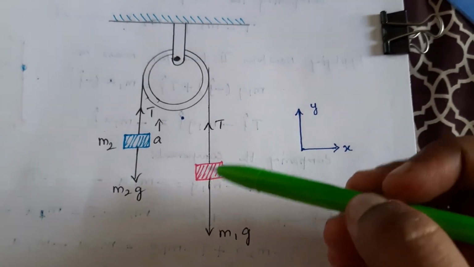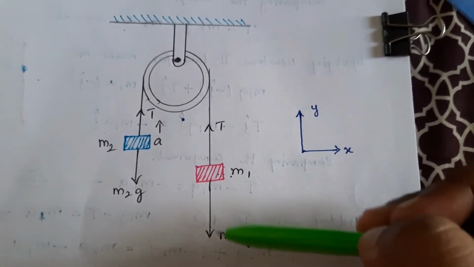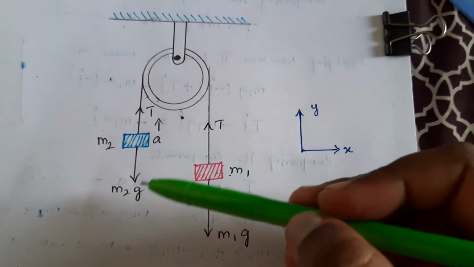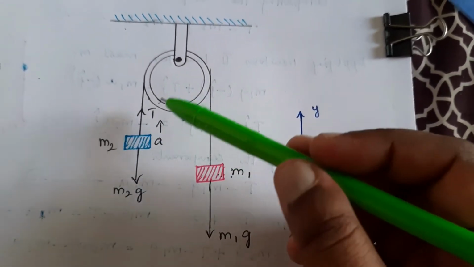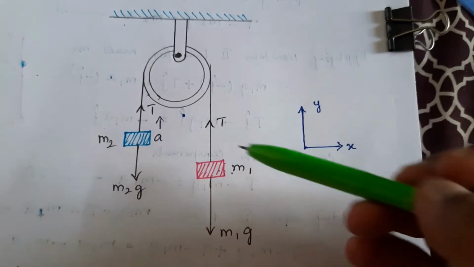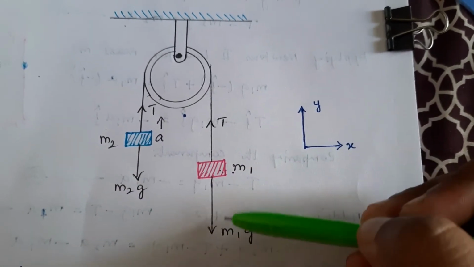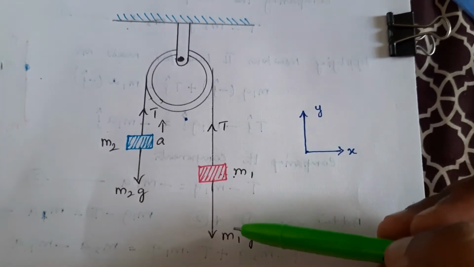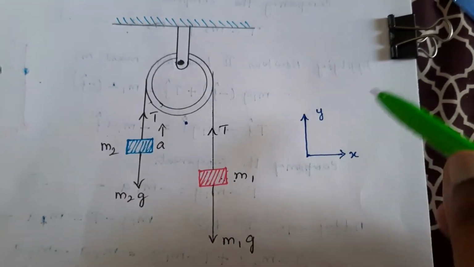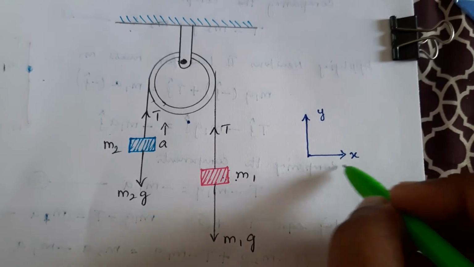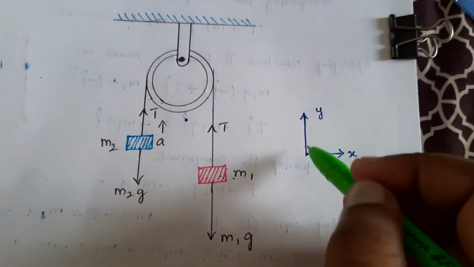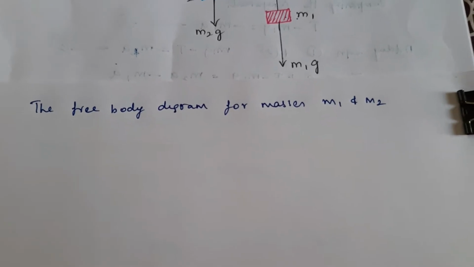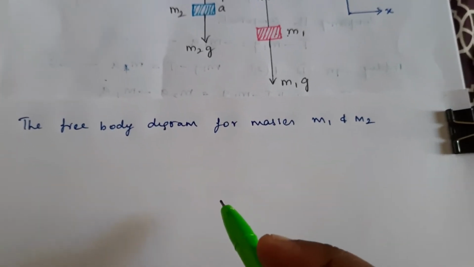Now the gravitational force acting on m1 is m1g. This is used to lift the mass m2 in the upward direction. So this gravitational force is pulling the mass m1 downwards so that m2 is moved upwards. Now we are taking the coordinates here as x-axis and y-axis. Now we have to draw the free body diagram for mass m1 and m2.